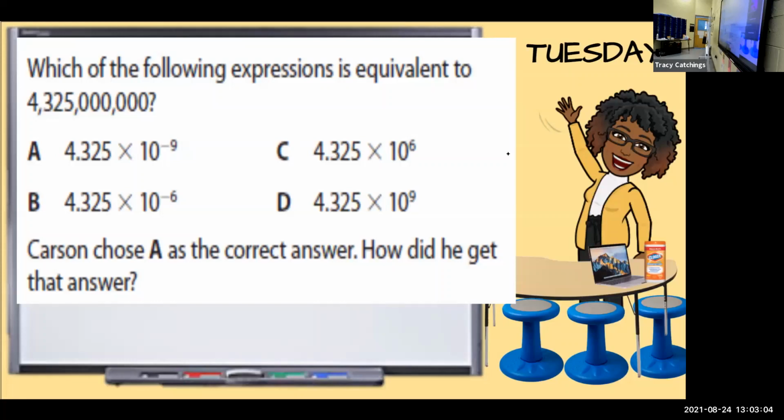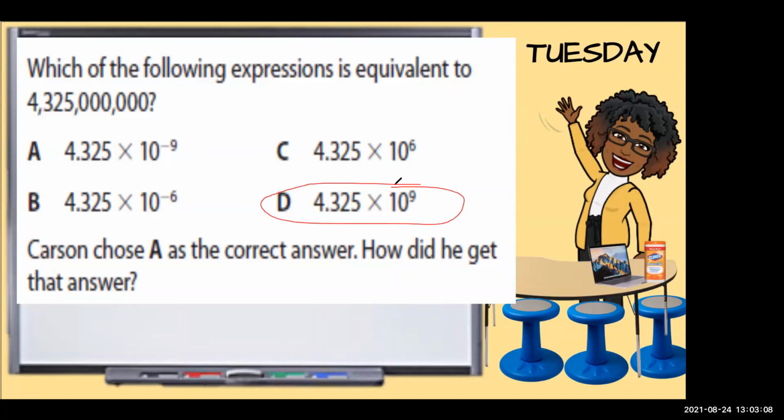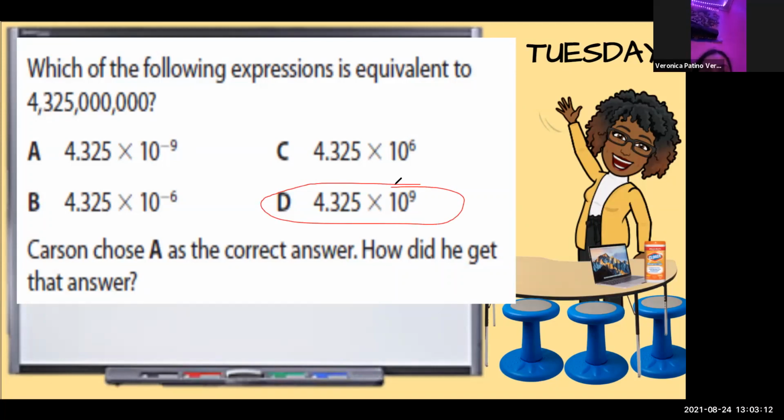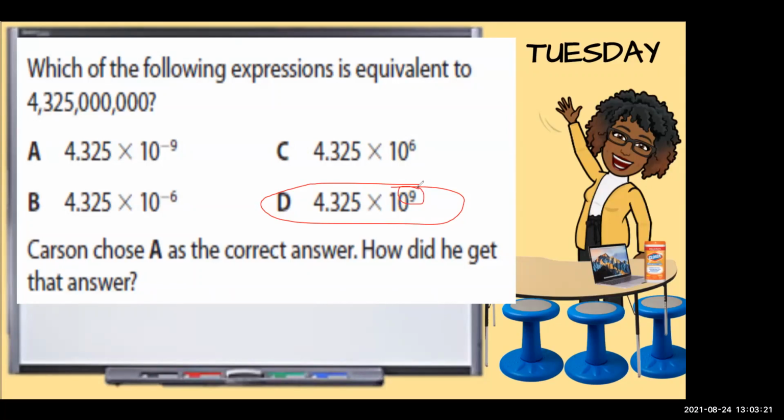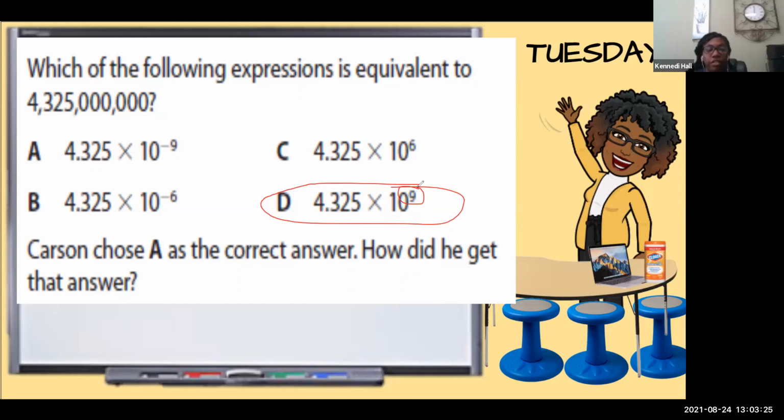I think it's D. Talk to me, Veronica. Because I counted all the zeros and it gave me 10 to the 9th. So all the zeros gave you the 10 to the 9th? You sure? No, you have to count all the numbers behind it, and it will be 9 times.